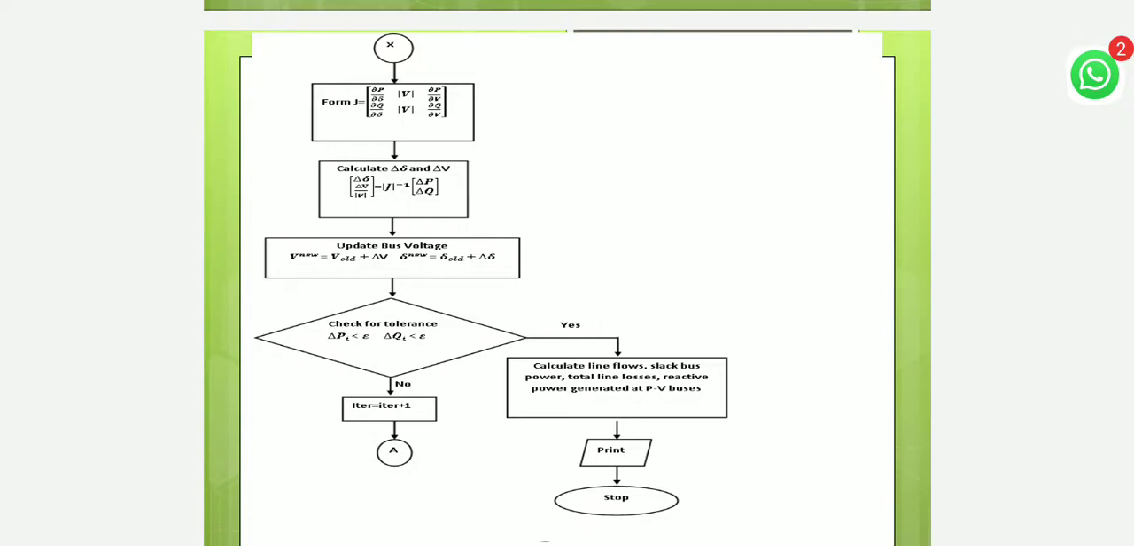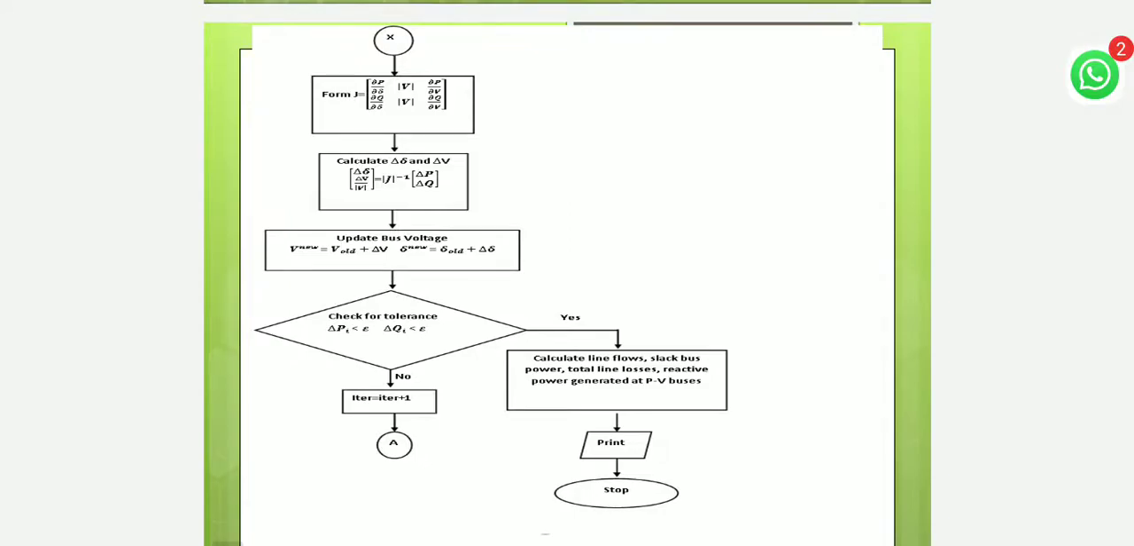If you didn't get the solution after this, you need to move to iteration number 2, iteration number 3, until you get the solution for calculation of line flow, slack bus power, total line loss, reactive power generated at PV buses.